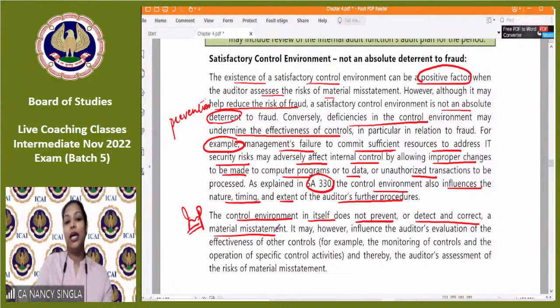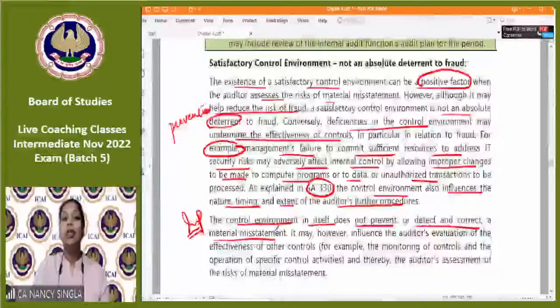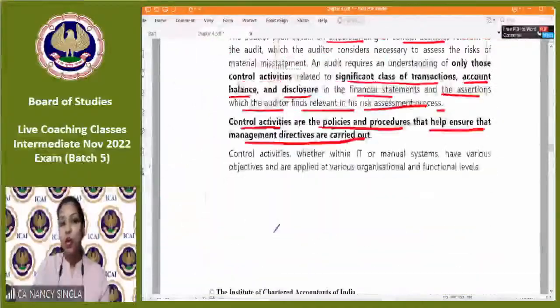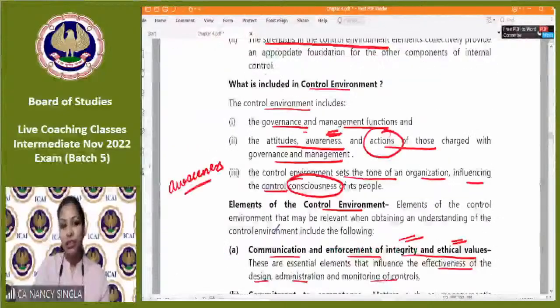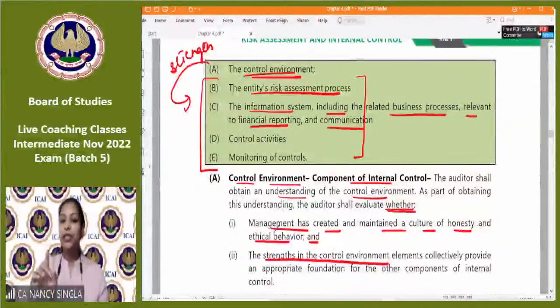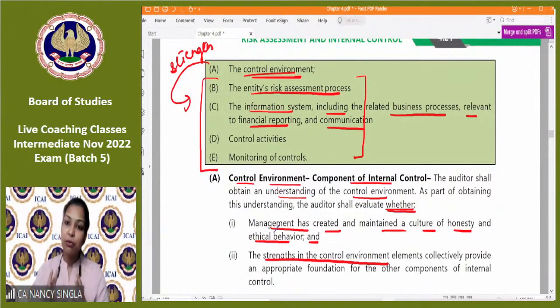So I hope this topic is also clear. With this, we have finished all the 5 components of internal control. We started with the control environment, then the entity's risk assessment process, information system, control activities. In control activities we did a very important topic of significant risk, then monitoring of controls, whereby we did another topic related to it, which was the internal audit function. And then whether a control environment is an absolute deterrent to fraud. The answer is no.